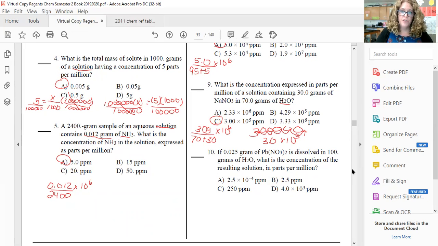All right, if I have 0.025 grams of lead nitrate dissolved in 100 grams of water, then that water, H2O, is telling me that I have to add those two masses together. What is the concentration in parts per million? So my mass of the solute is the lead nitrate mass, that's 0.025 grams, divided by the mass of the solution. So I have 100 grams plus that 0.025, which means I have 100.025. Then multiply times a million, which is 1 with 6 zeros after it, or times 10 to the power 6. If you want to enter that in your calculator, you can do that too. And then your answer for number 10 is going to be C.